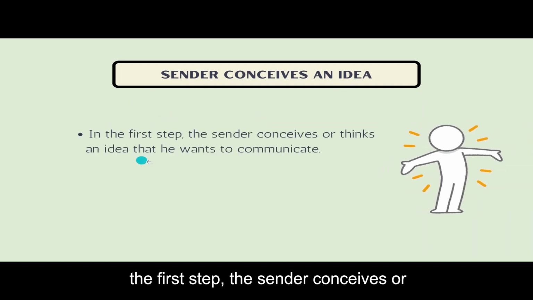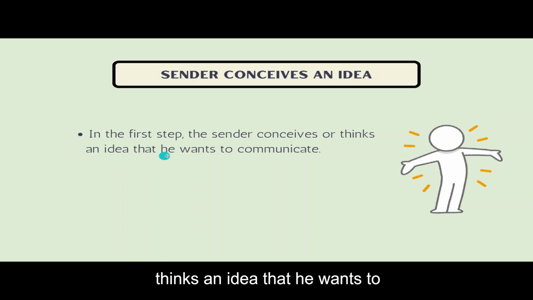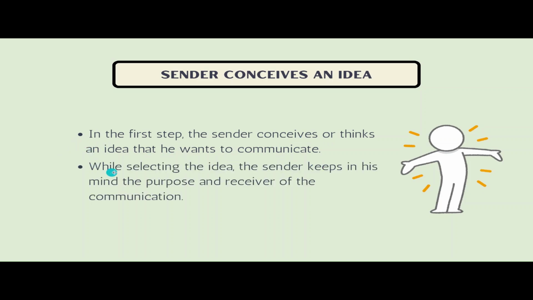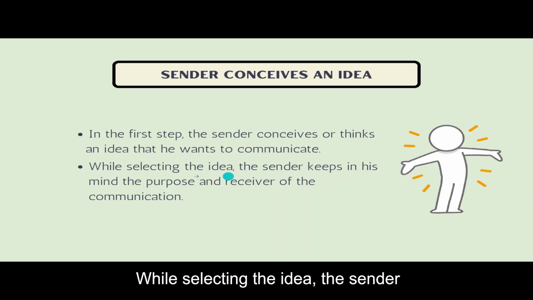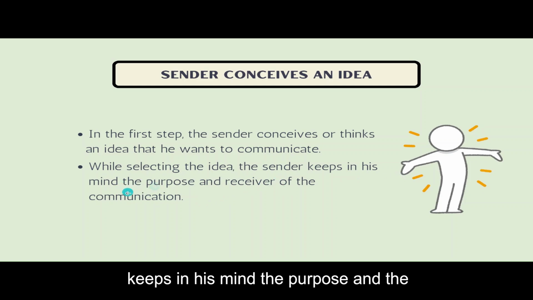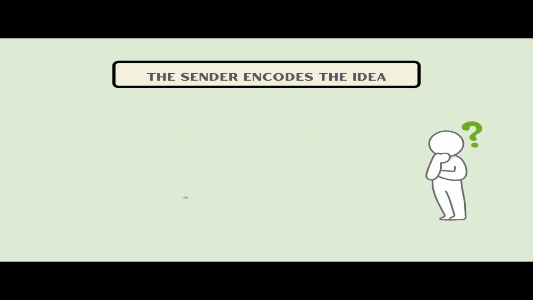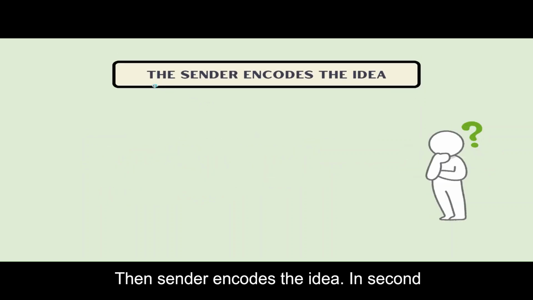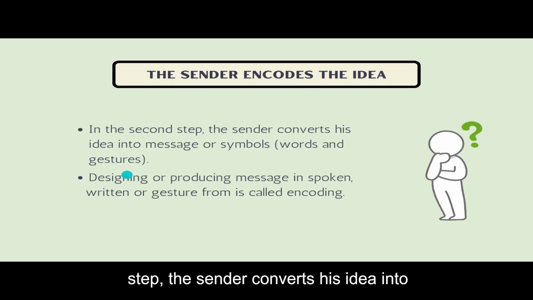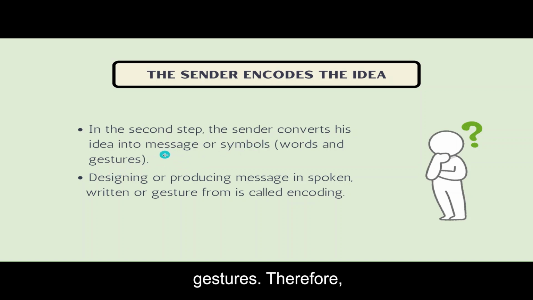In the first step, the sender conceives or thinks of an idea that he wants to communicate. While selecting the idea, the sender keeps in mind the purpose and the receiver of the communication. Then the sender encodes the idea. In the second step, the sender converts his idea into a message of symbols, words and gestures. Therefore, designing or producing a message in spoken, written or gesture form is called encoding.